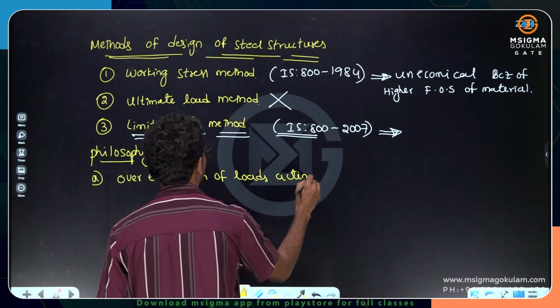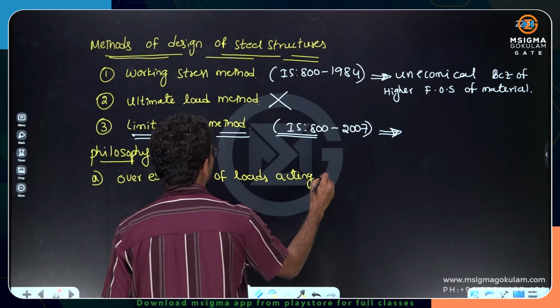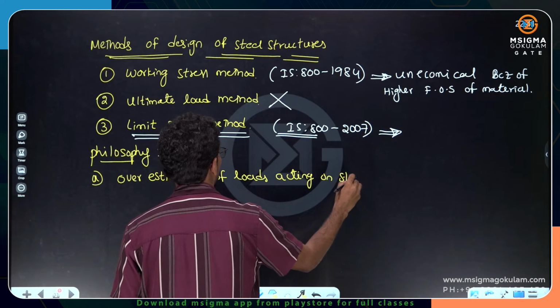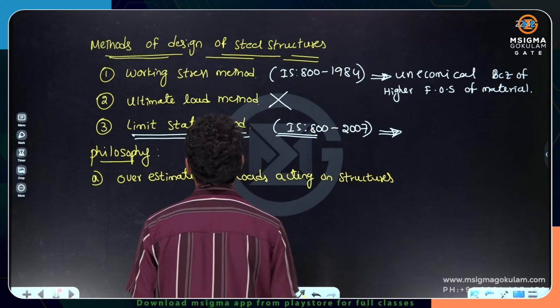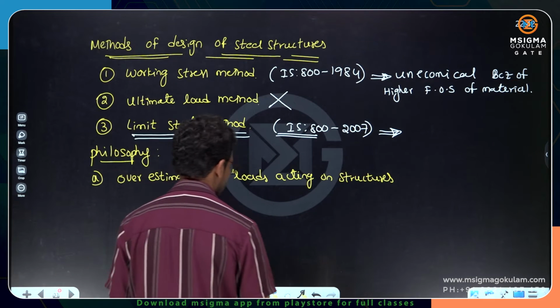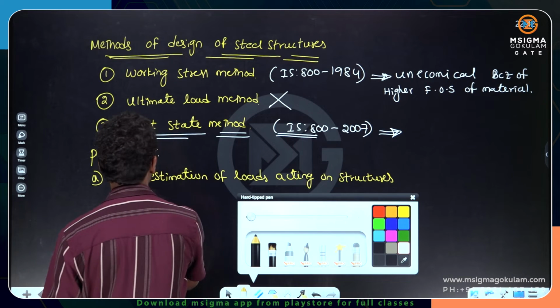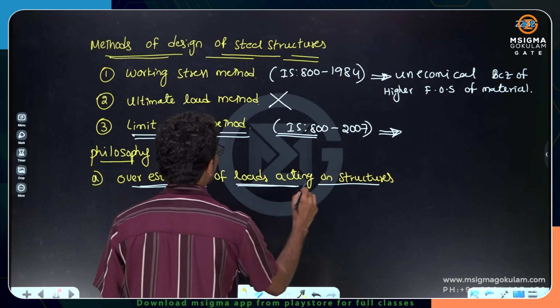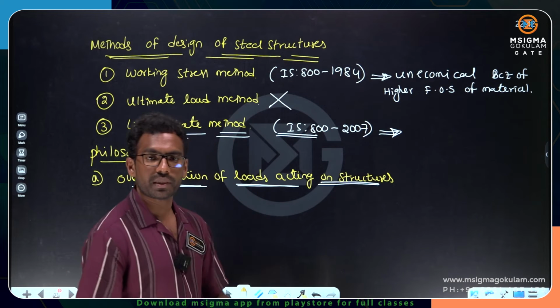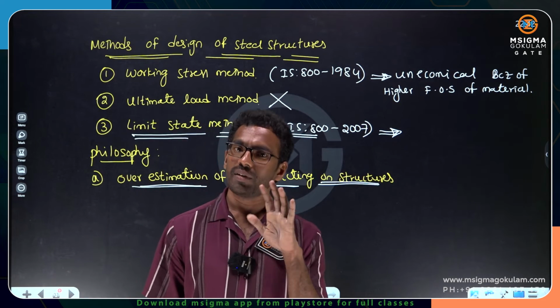Overestimation of loads acting on structures. So, what does it mean? What is the meaning of overestimation of loads acting on structures? That means at present some load is acting on the structure, but we don't care for the present load.